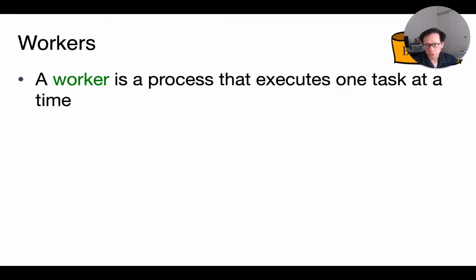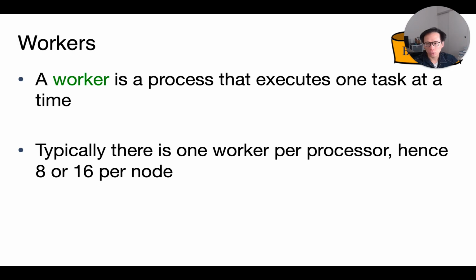MapReduce uses the term worker to denote the thread or process that executes one of the map or reduce tasks. And with one worker per core, we get multiple workers per machine, depending on how many cores we have on each machine.